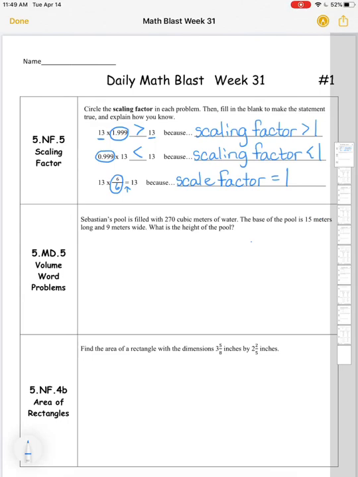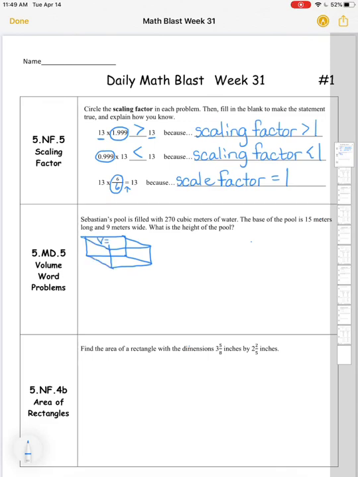Volume word problems. Sebastian's pool is filled with 270 cubic meters of water. The base of the pool is 15 meters long and 9 meters wide. What is the height of the pool? All right, so here I'm going to think of this problem here. I have this rectangular prism style pool.